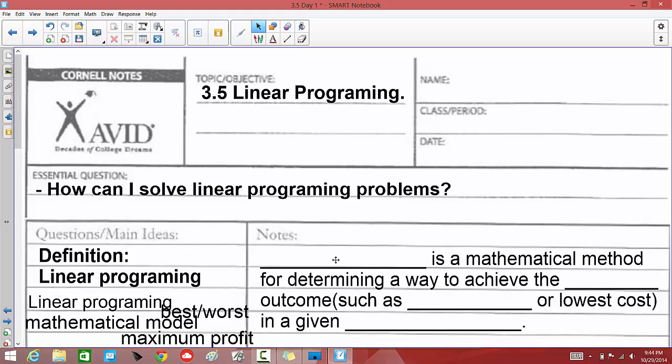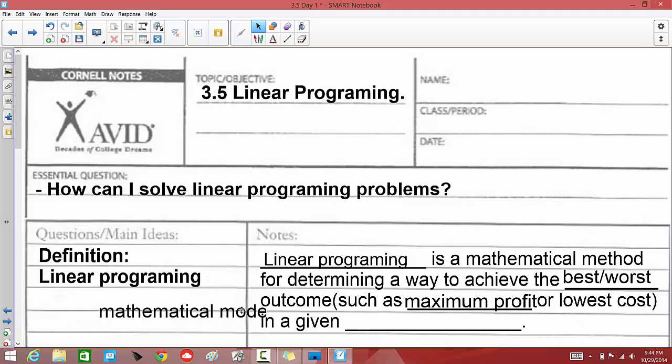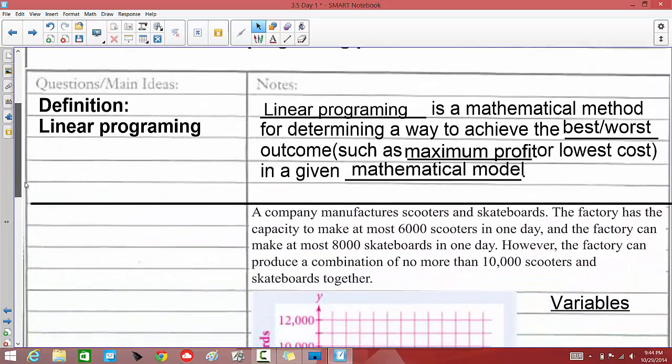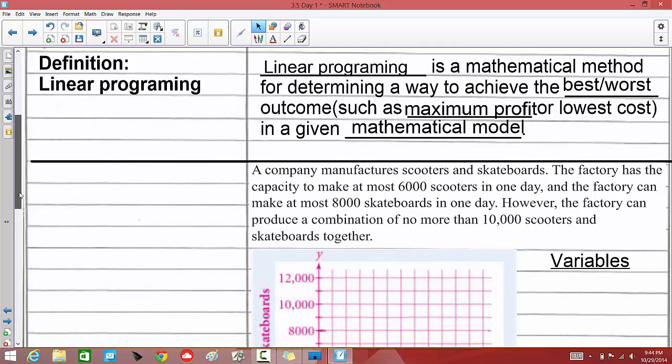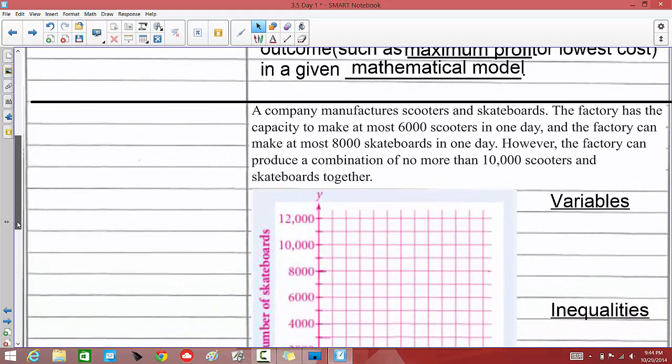Okay, so linear programming is a mathematical method for determining a way to achieve the best or worst outcomes, such as maximum profit or lowest cost. So we're trying to max those out or minimize one other thing in a given mathematical model. Okay, that's what linear programming is in a nutshell. And so really what we're going to do is take this problem right below here and try to maximize the profit that this company can make using this mathematical model given to us right here. So let's start this off.